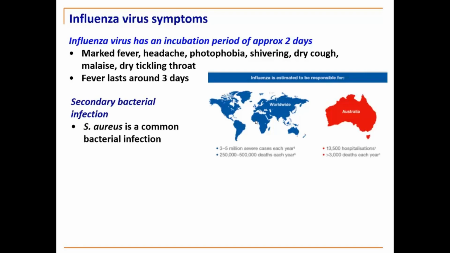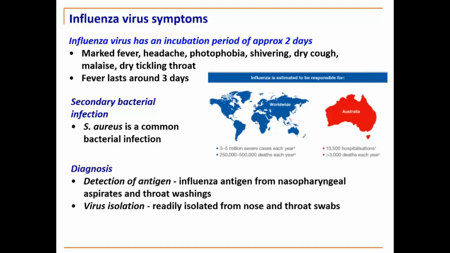You can get secondary bacterial infections, such as Staph aureus, and that's a common secondary bacterial infection. And theoretically, you can diagnose it, so you can detect the antigen, so that's part of a protein, if you like. So influenza antigen can be detected in nasopharyngeal aspirates and throat washings. You can isolate it from nose and throat swabs.